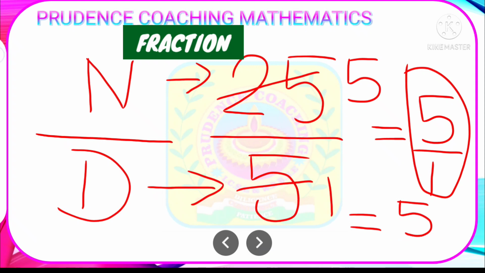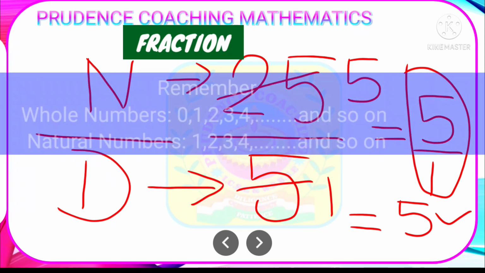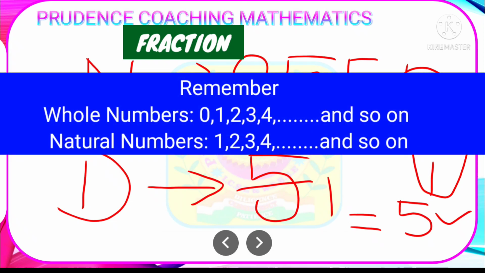But if we write only 5 here, this 5 is known as a whole number or natural number. Any number starting from 0 and so on, 0, 1, 2, 3, 4, 5, 6 and so on, all the counting numbers will be whole numbers. Similarly 1, 2, 3, 4, if we start from 1 and we just go on like this, those are the natural numbers.